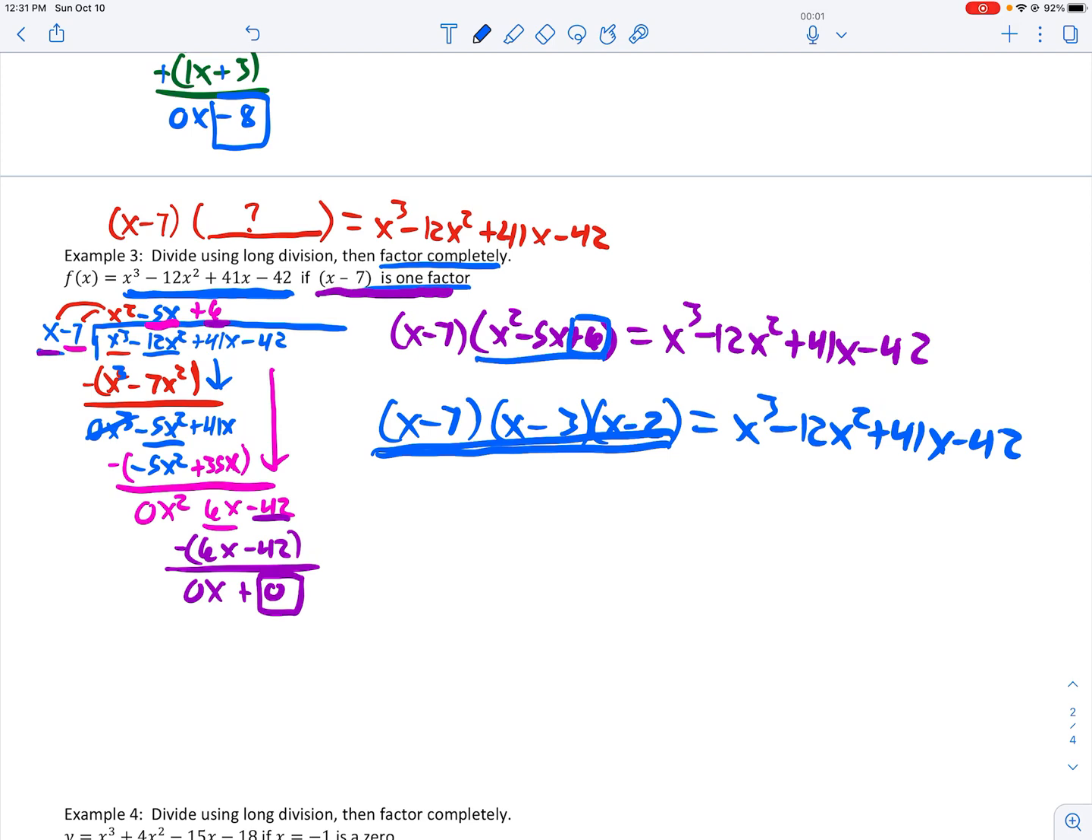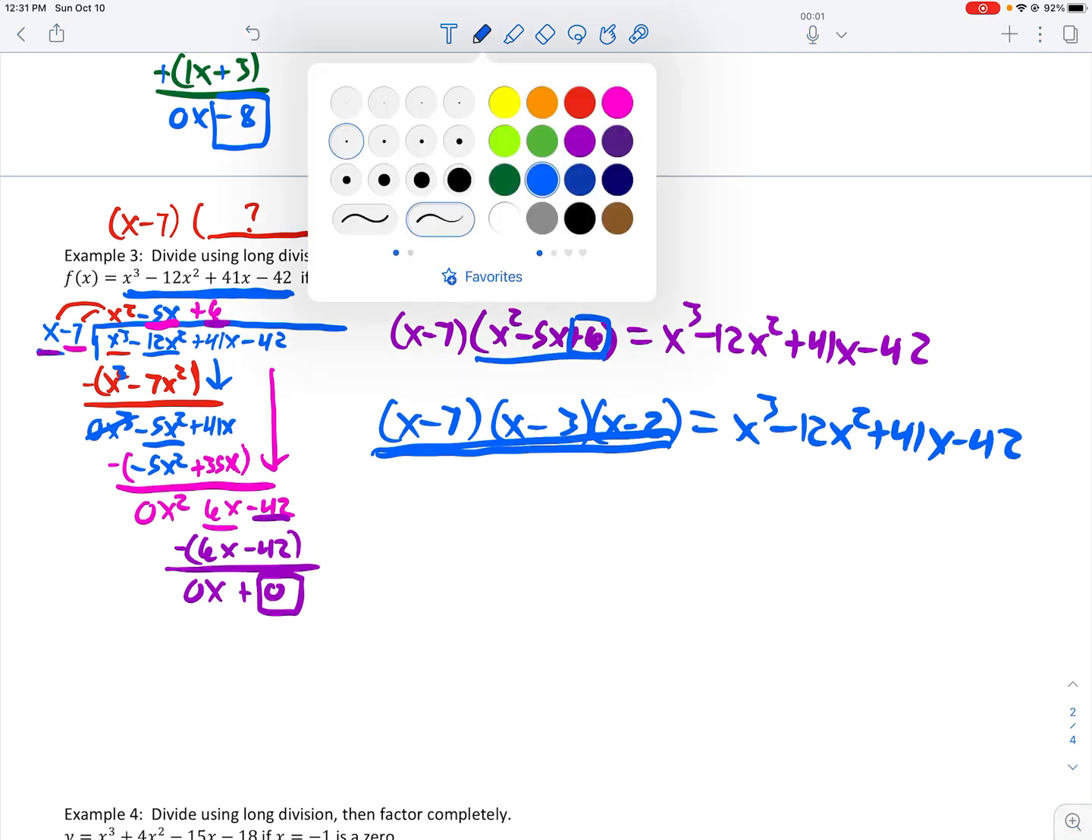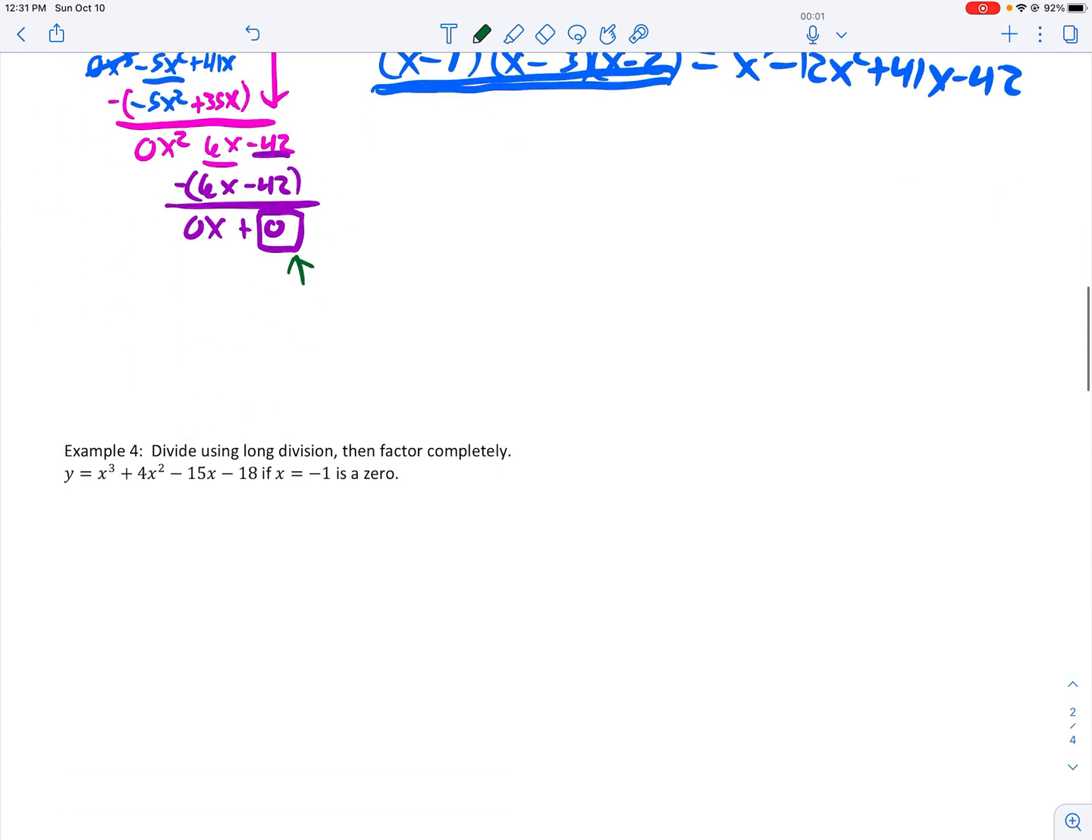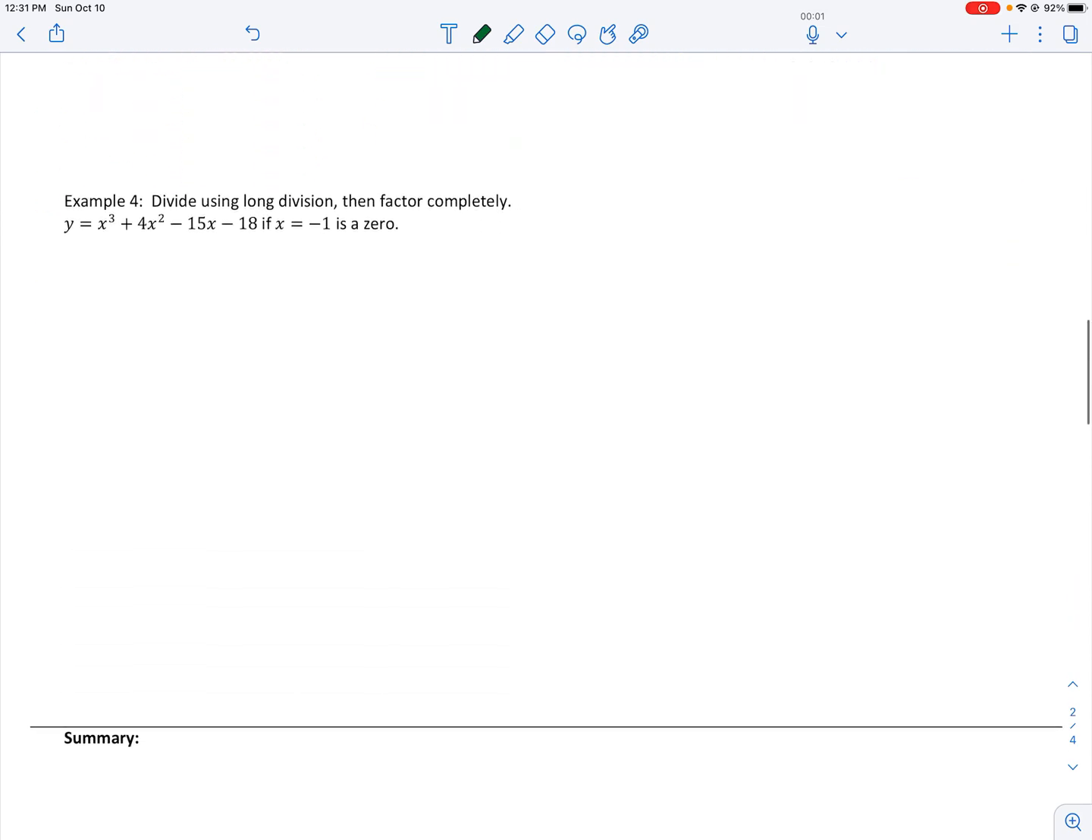And again, hopefully as you're going through this, you realize if I tell you it's a factor, then that means the remainder has to be 0 because you're dividing by a factor. So your remainder has to be 0. If you don't get 0, then you messed something up. So keeping that in mind, we can go to example 4.